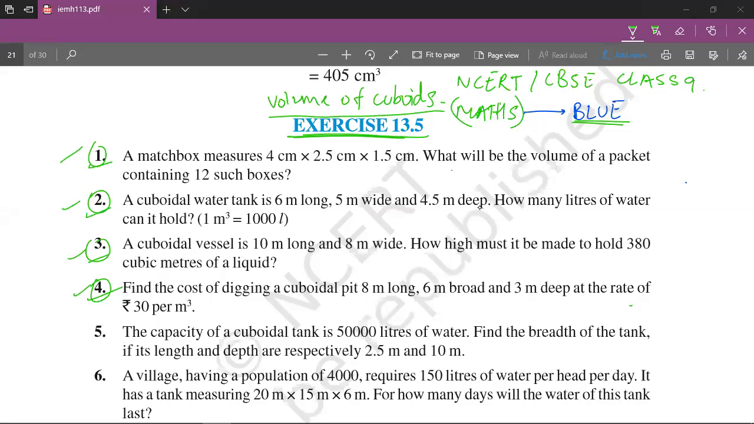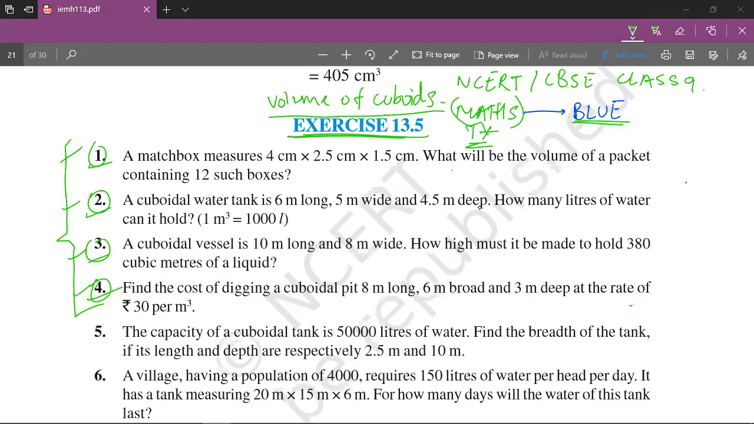Now, I've said this many a time, but all of these problems I have referred to from the NCERT CBSE class 9 maths textbook. For more accurate detail, it is blue in color, so you could refer to that textbook more easily.